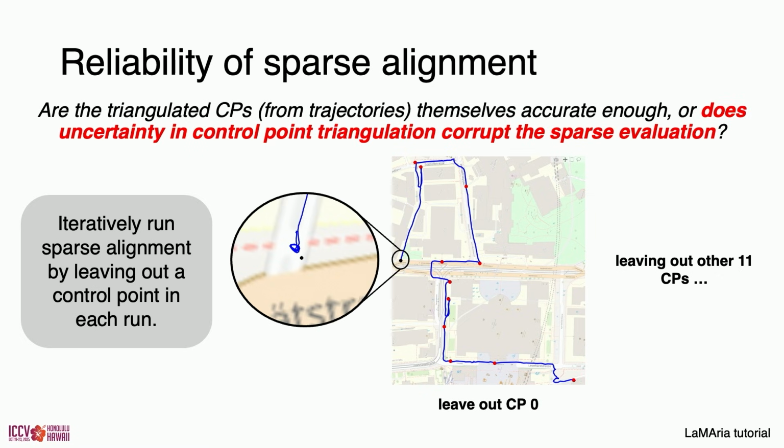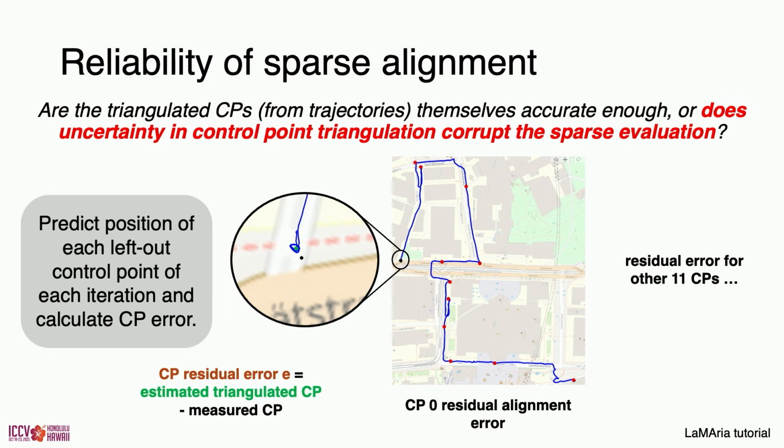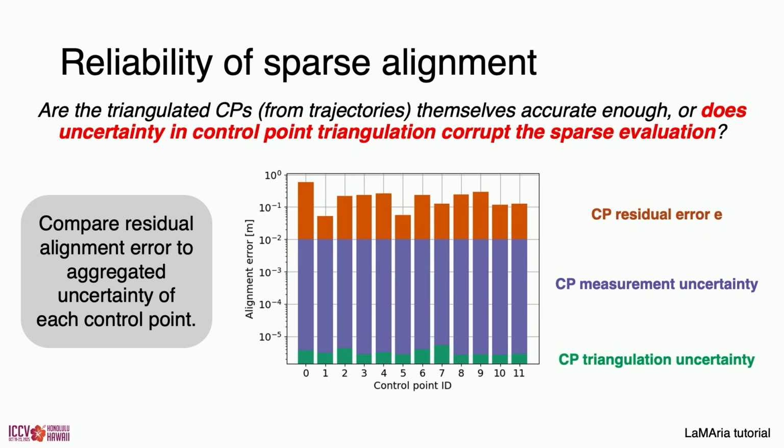So in the first run, we leave control point 0 out, and then we run the alignment. In the second run, control point 1, etc., all the way till control point 11. And with this aligned trajectory, we predict the position of the left out control point of each iteration, and we define an error, which is the difference between the estimated triangulated control point and the measured control point, which is the RTK GNSS point. The goal over here is to use leave one out cross validation.